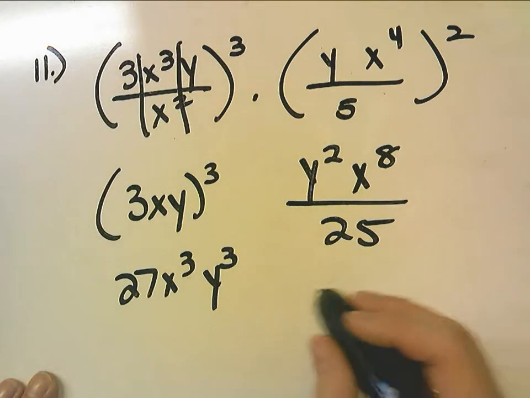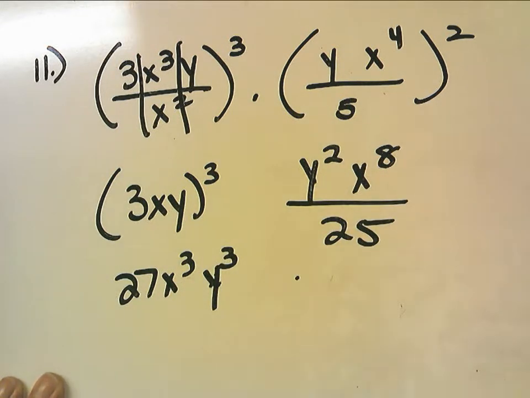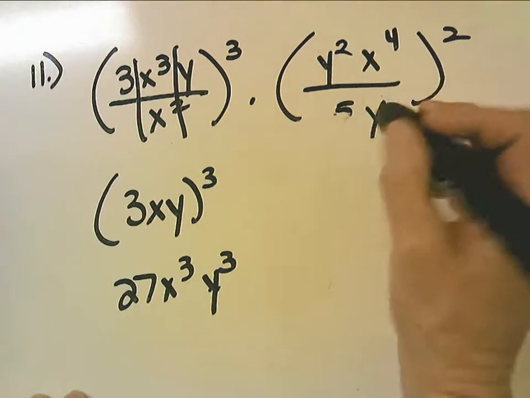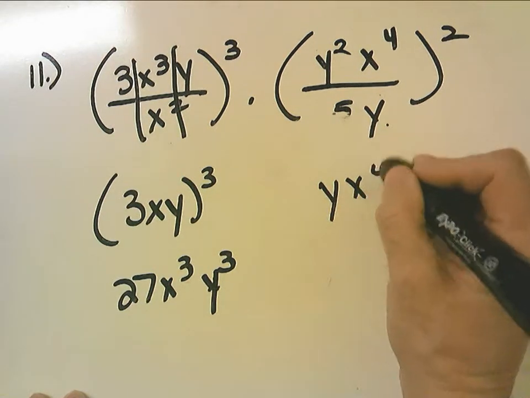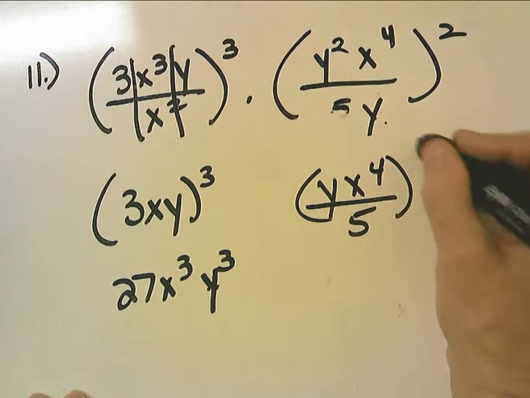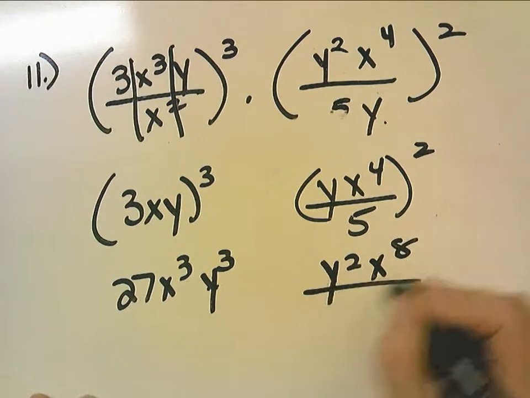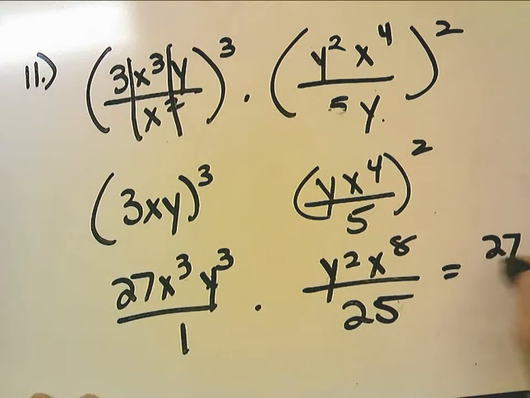So, multiplying this, well, let's rewrite that. So I'll do this in 2 steps. Instead of just me telling you y squared over y, I'll write y x to the 4th over 5 squared, and that becomes y squared x to the 8th over 25. This is over 1. So this becomes 27 over 25, x to the 11th, y to the 5th.